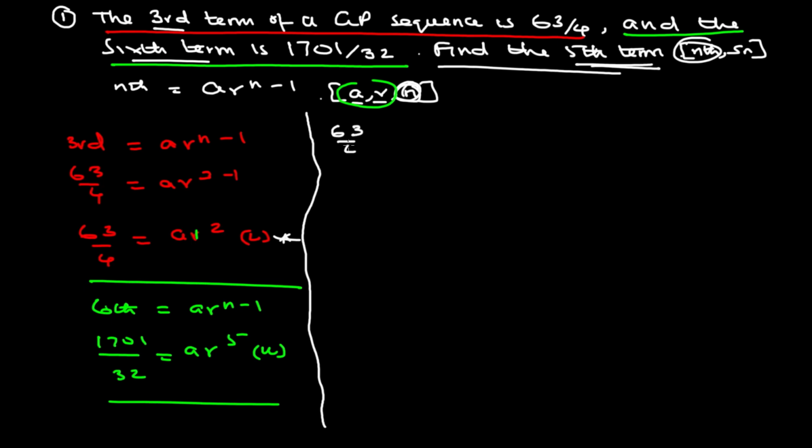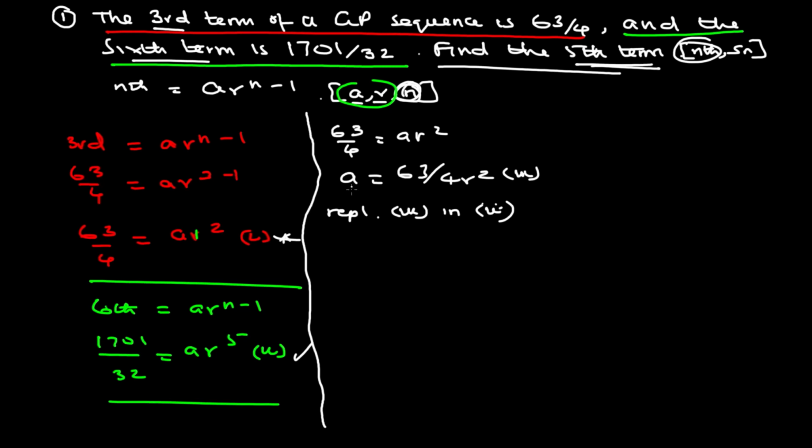So 63 over 4 is equal to AR squared. So I'm going to solve for A. A will become 63 over 4R squared. Right? This becomes my equation number 3. So I can say replace 3 into 2. Okay, 2, which is here. So now I'll get this and put it here, meaning that where there's A, I can put this value here.